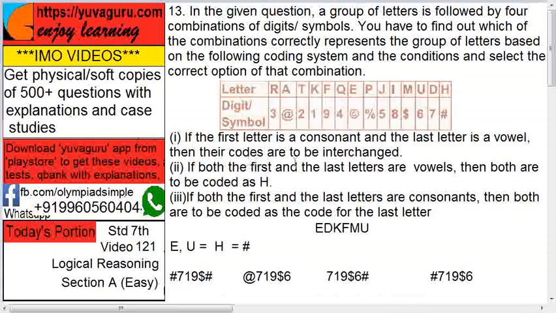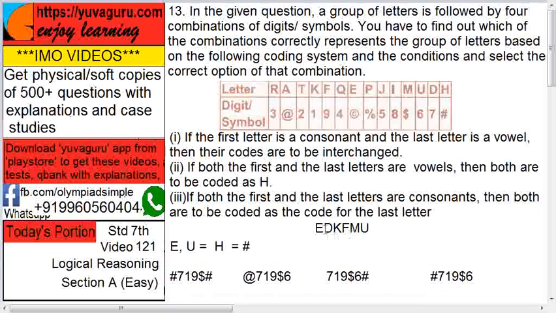If first and last letters are vowels, then both are to be coded as H, and here it's not written, but the code of H is to be written then. If both first and last letters are consonants, then both are to be coded as the code of the last letter. Last letter means this H, hash it will be.